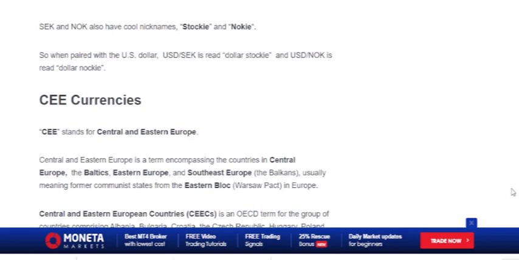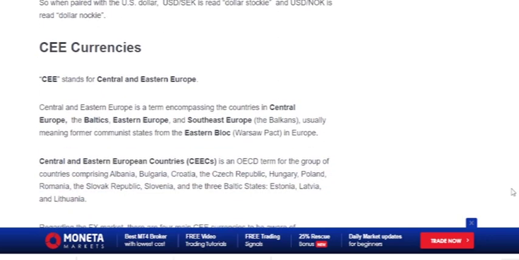CEE currencies. CEE stands for Central and Eastern Europe. Central and Eastern Europe is a term encompassing the countries in Central Europe, the Baltics, Eastern Europe, and Southeast Europe, the Balkans. Usually meaning former communist states from the Eastern Bloc, Warsaw Pact, in Europe.